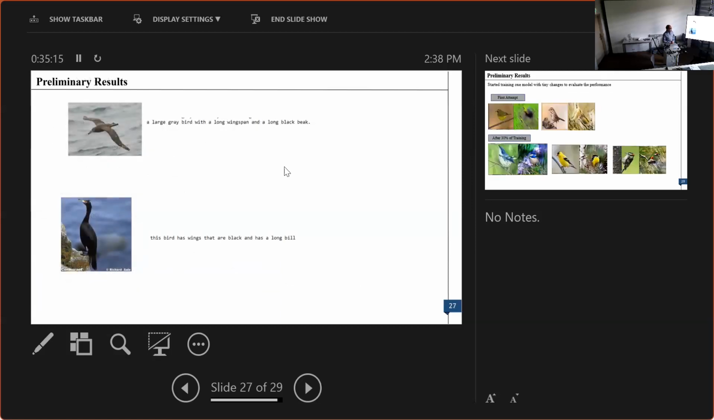For example, here is one example in the database. We have a bird here, and we have a certain description. If you look at that database, you can find, I guess, more than 1,000 images and descriptions. I just picked 2 examples here.